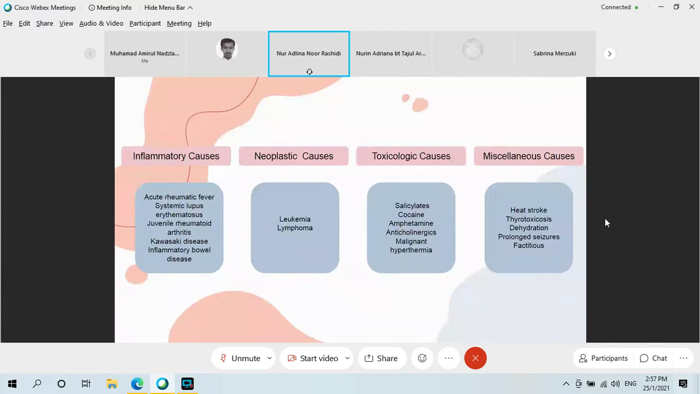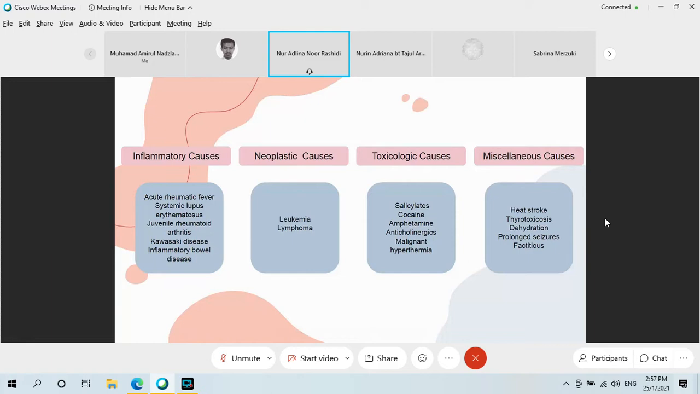Other than infection, the fever can also be because of inflammation. So we might need to think of acute rheumatic fever if there is any joint inflammation, or we can find any nodules under the skin or pain at the joint that is migrating. For systemic lupus erythematosus, we might look for the butterfly rash. And then juvenile rheumatoid arthritis also presents with joint stiffness and maybe some limping. And then Kawasaki disease and also inflammatory bowel diseases like Crohn's disease and ulcerative colitis.